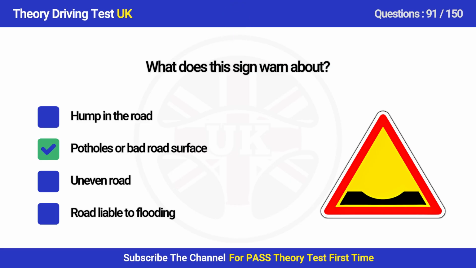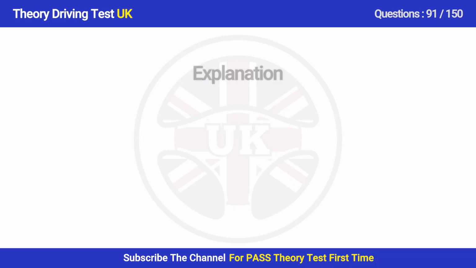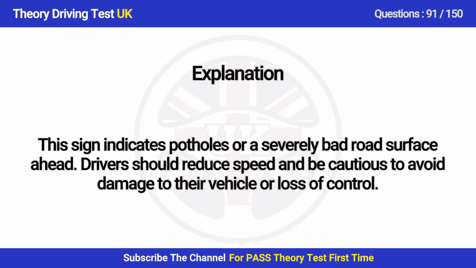Answer is B. Or bad road surface. This sign indicates potholes or a severely bad road surface ahead. Drivers should reduce speed and be cautious to avoid damage to their vehicle or loss of control.